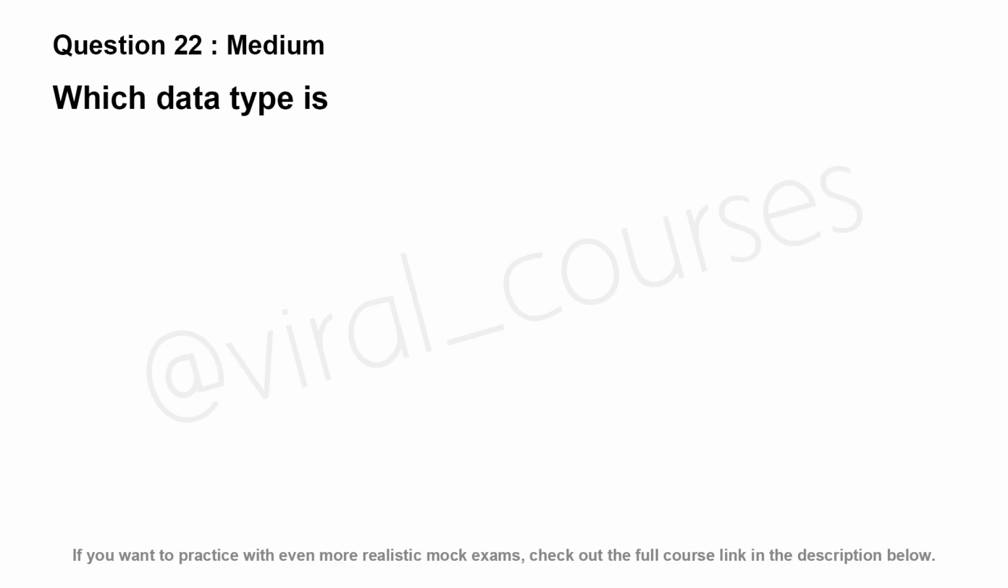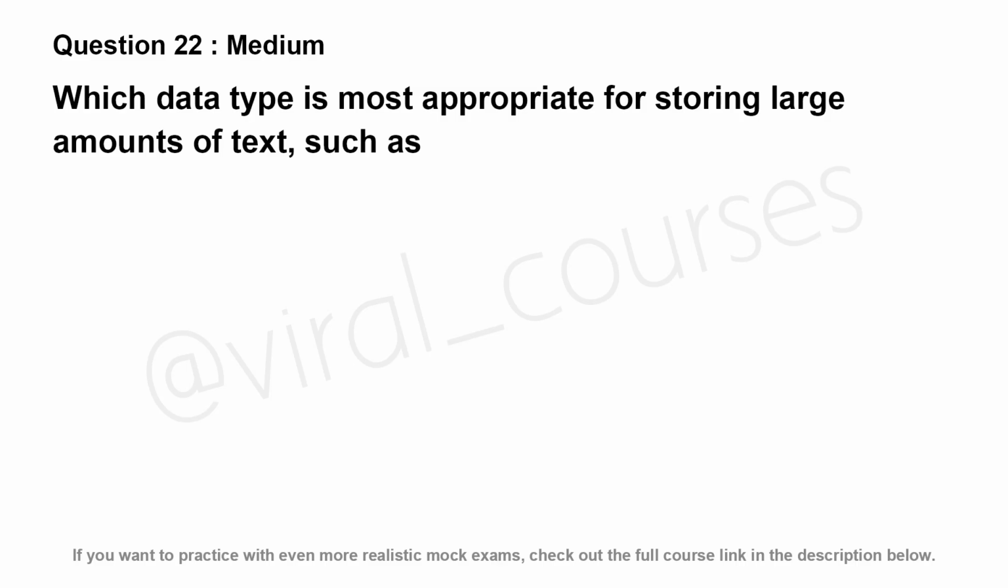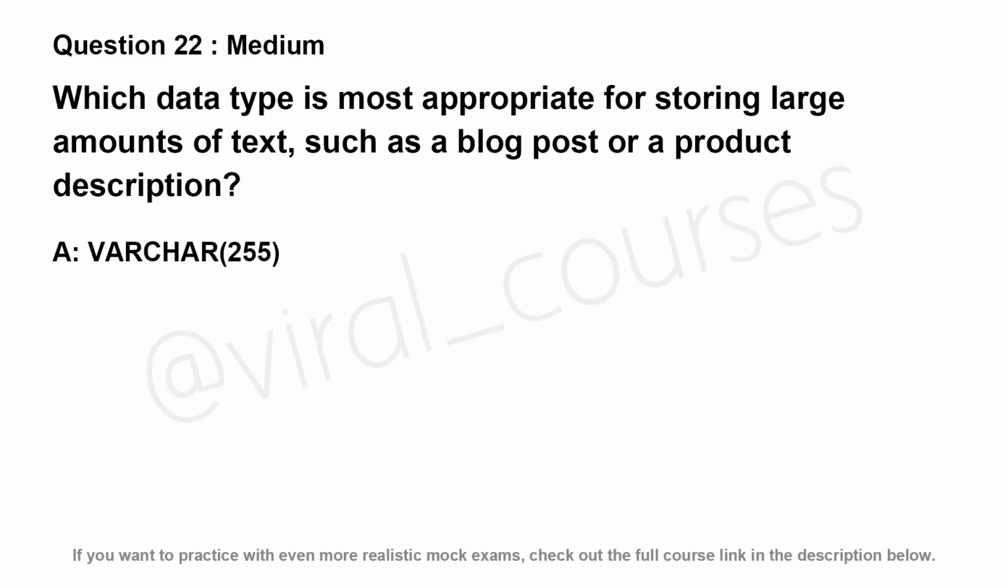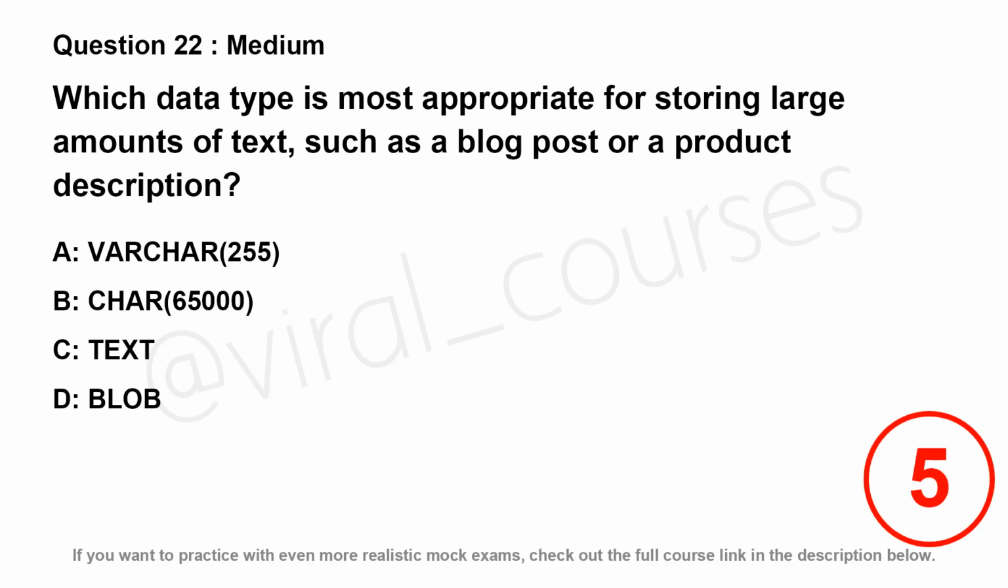Which data type is most appropriate for storing large amounts of text, such as a blog post or a product description? Option A. Varchar 255. Option B. Char 65,000. Option C. Text. Option D. Blob.